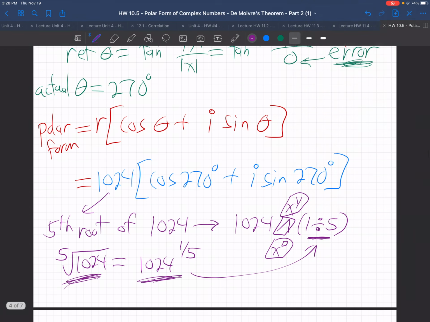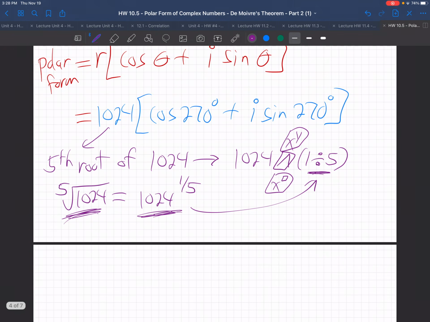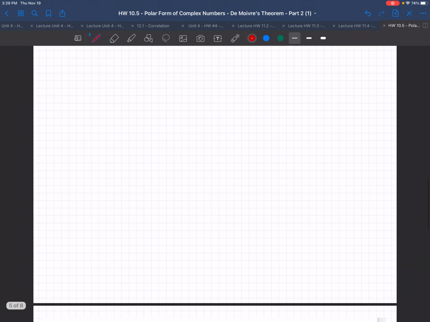Okay, let's see what we get here. So you take your calculator, I'm taking mine, 1024 to the power of 1 divided by 5. I'm getting 4. So it's 4.